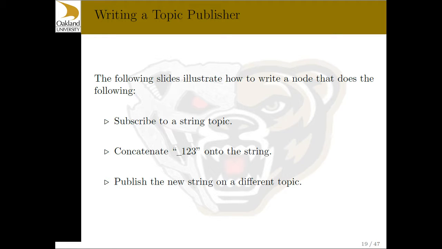Okay, so here's our first example of how to actually do something with ROS. What we're going to do is write a node. It's going to subscribe to a topic that contains a string. It's going to add _123 to that string and publish it out on a different topic. So when it gets a piece of data on that topic, it's going to add a _123 at the end of it, and then immediately publish it out on a different topic.